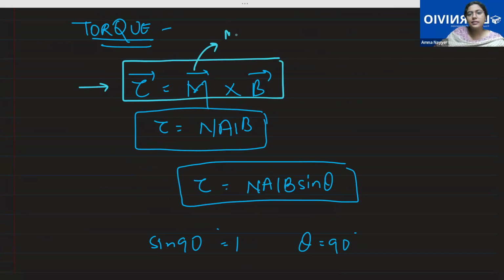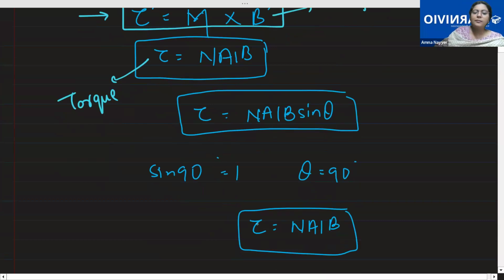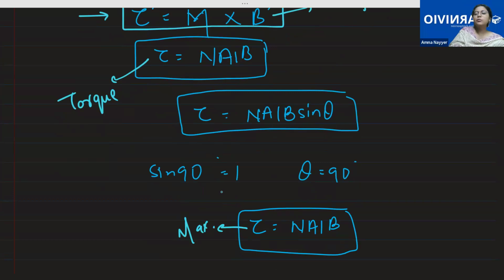When you put the formula of magnetic moment, NAI, the torque will become NAIB sine theta. Sine 90 is equal to 1, so when theta is 90 you get the maximum value of the torque. This will be used in the moving coil galvanometer. Just a small topic is there.